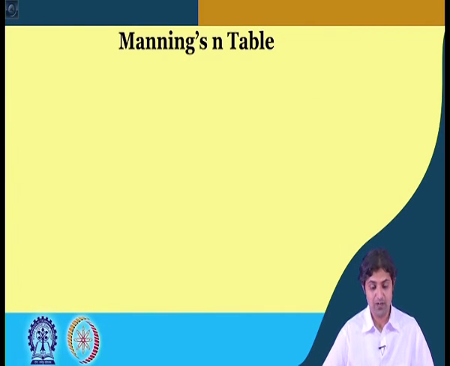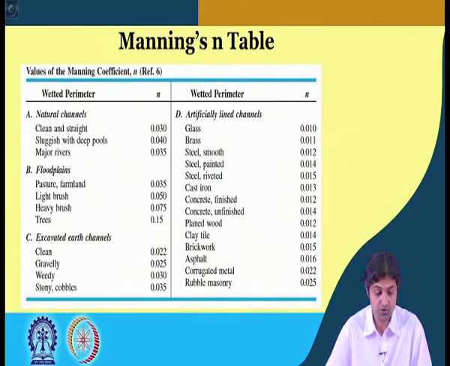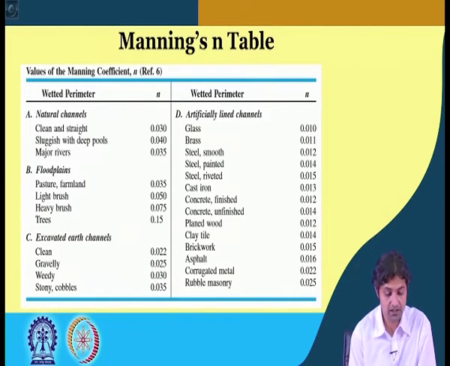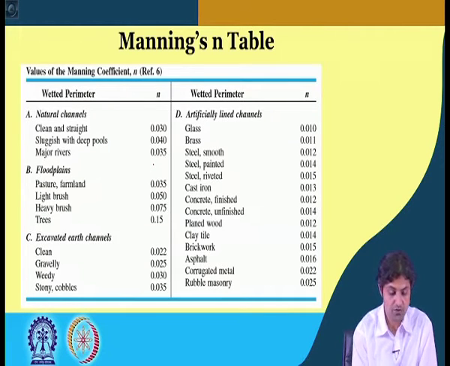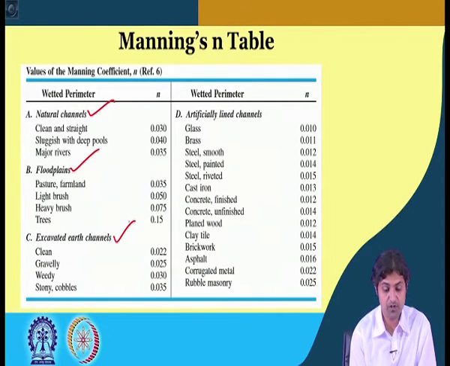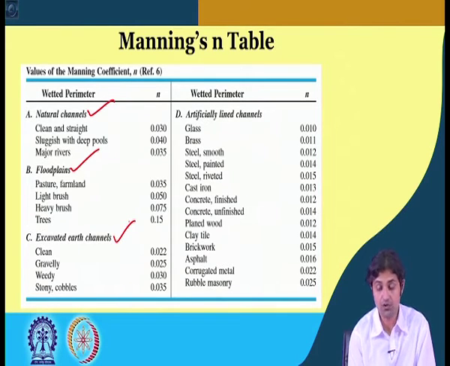So, Manning's n table. This is the general value of the table. If the natural channel is there for a different type, for clean and straight channels n is 0.030, for sluggish with deep pool it is 0.040, for most of the rivers it is 0.035. As you see, for different natural channels, for flood plains, for excavated earth channel, n has been found out. For artificially lined channels as well, you can actually control the roughness and prepare.